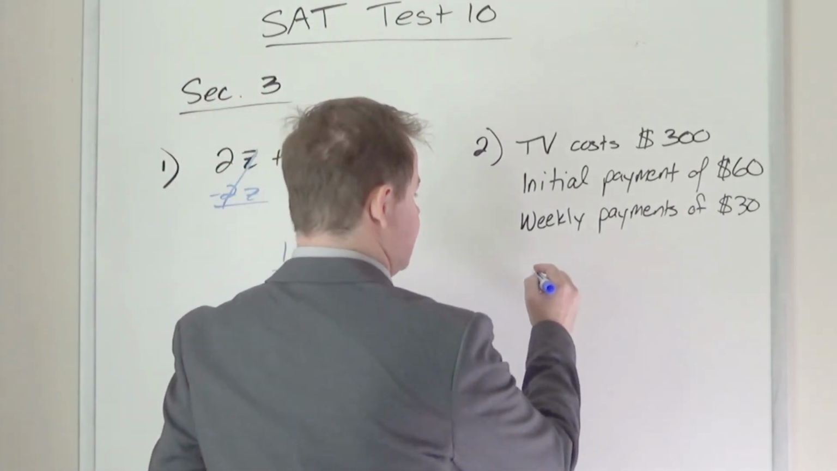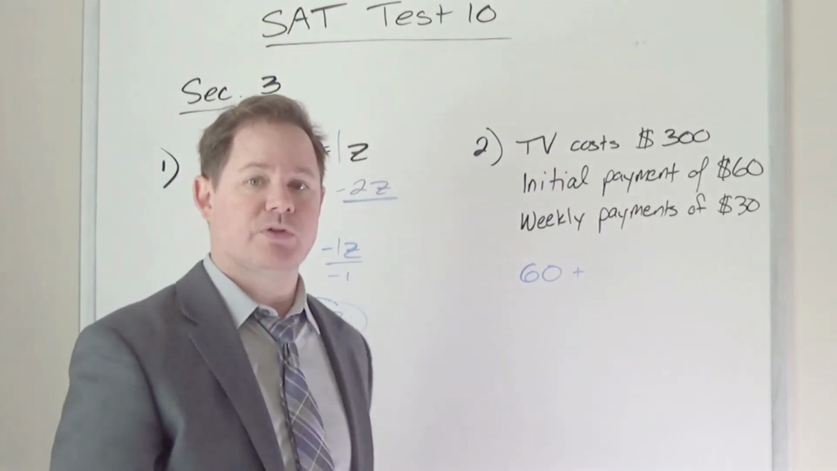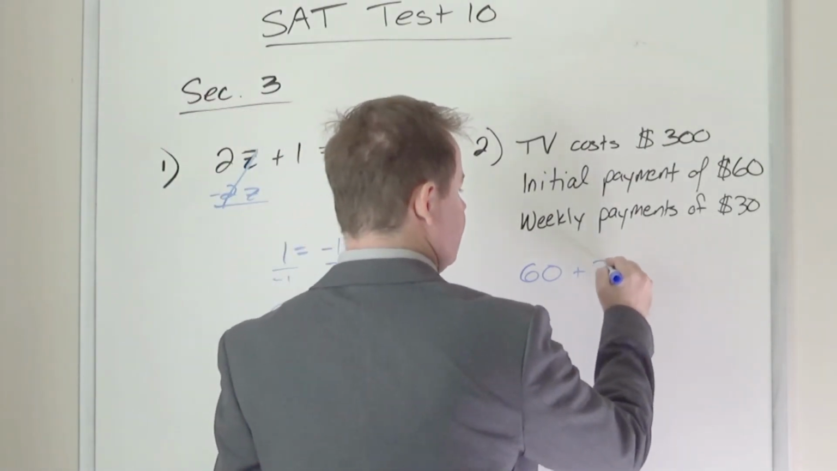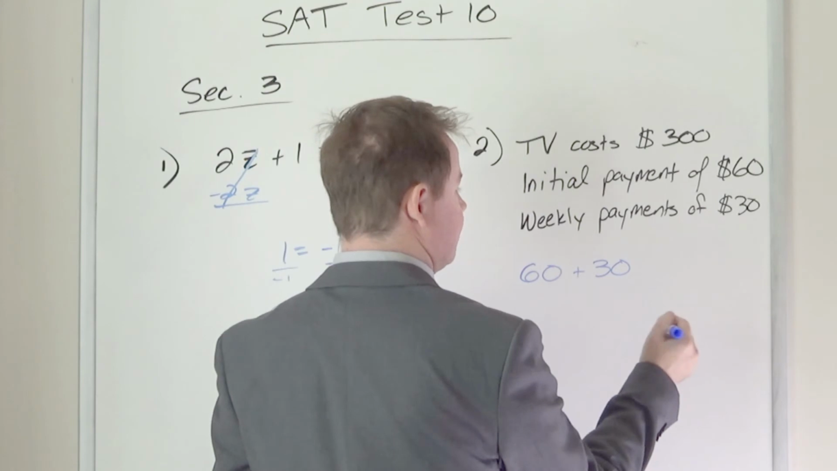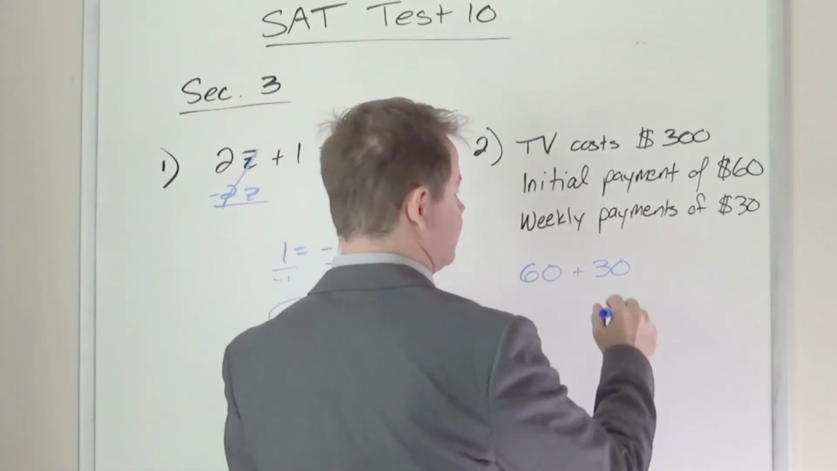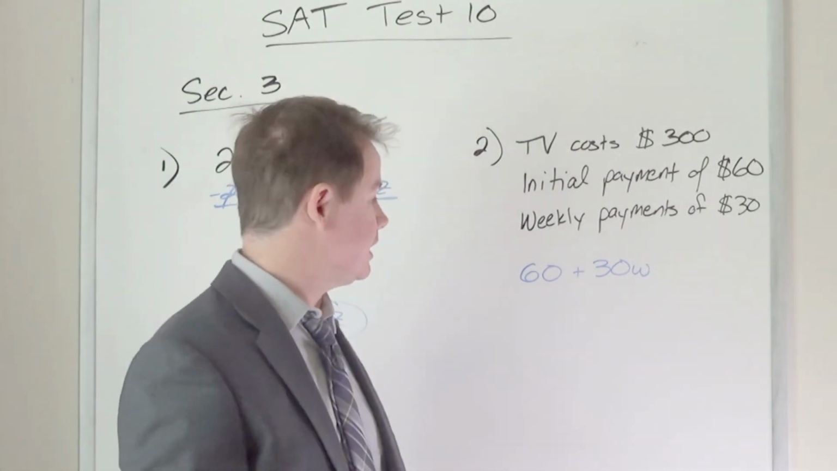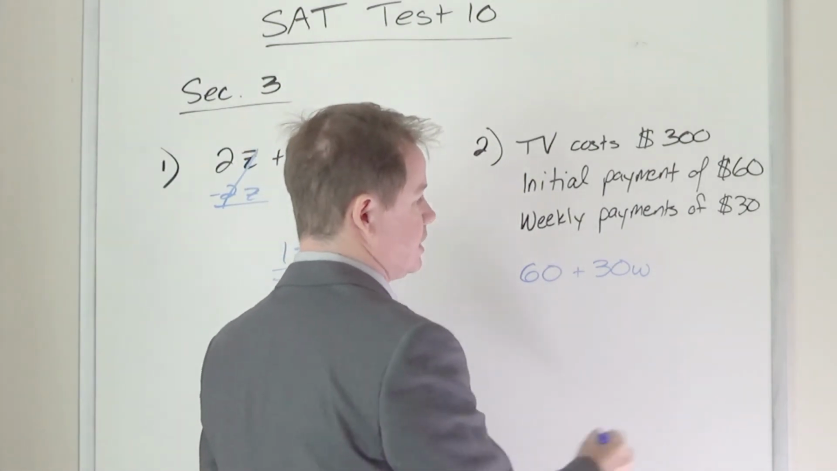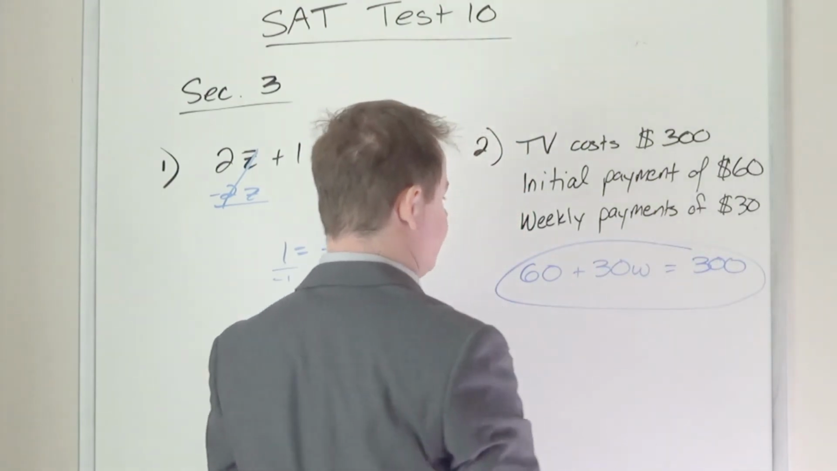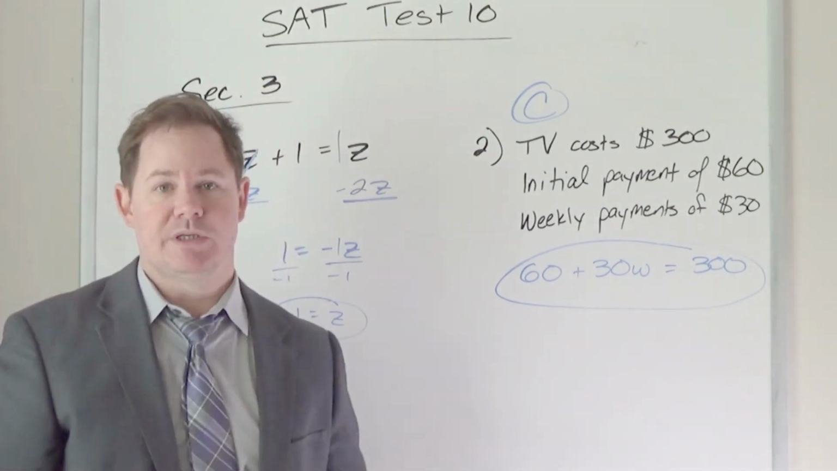So in this case, initial payment of 60 means that's only being made one time. So we don't need to multiply that by anything or include any variables. But the weekly payments are each week. And whenever you have something that is each or per, it means you're going to be multiplying by the corresponding variable. So this would be 30 times the number of weeks, the number of those weekly payments. And together, when you add up the initial and then all of your payments, that should equal your total amount of 300. So that'll be answer choice C for question 2 and answer choice B for question 1.